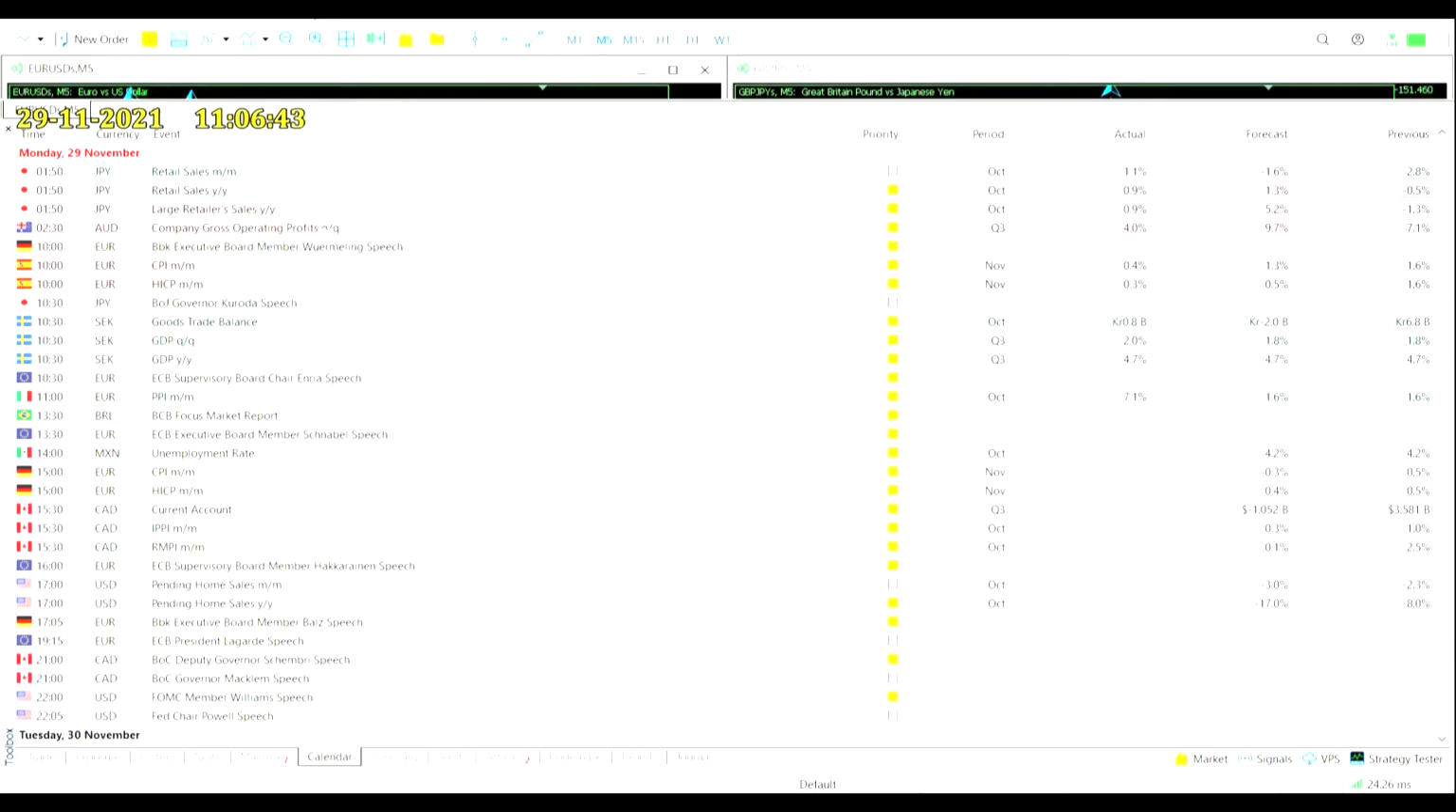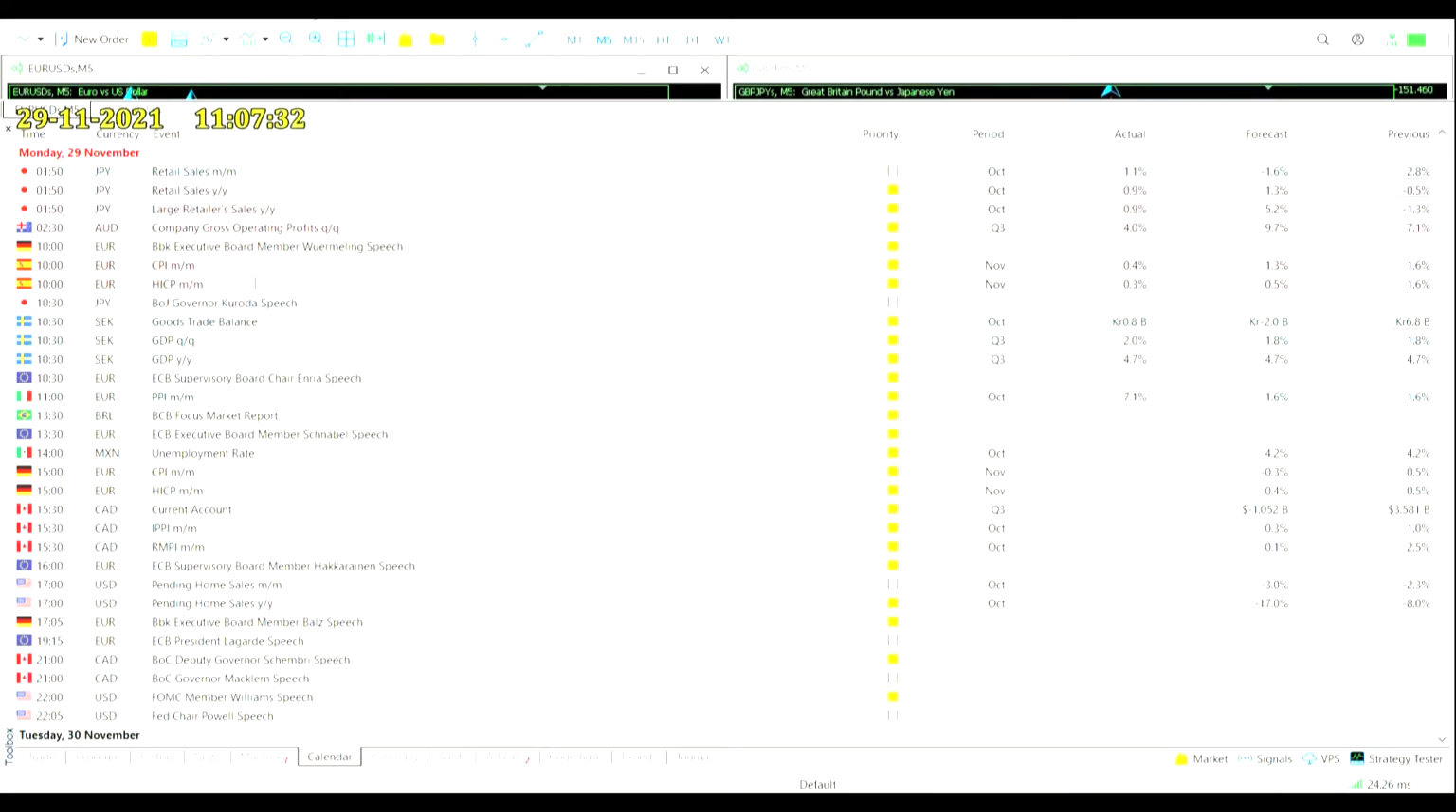A few bits and pieces happened already. We had Japanese retail sales month on month. That came in at actual 1.1% against a forecast of negative 1.6. Not too bad at 1.1, certainly beating out the forecast. The previous was 2.8, that was revised up from 2.7. But still, they'll be happy not to see the decrease there, and it does put their year-on-year retail sales at 0.9% against a 1.3% forecast.